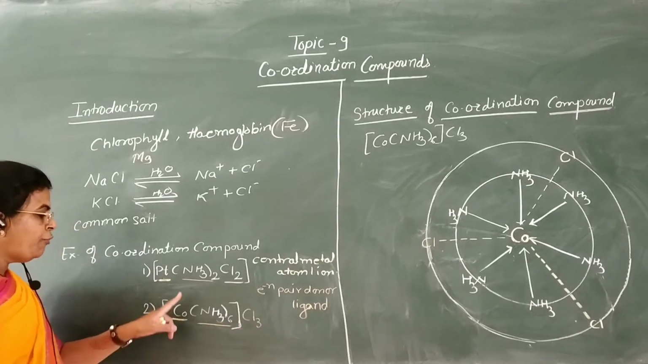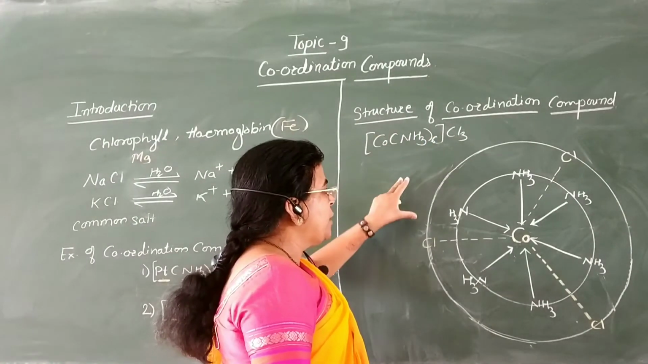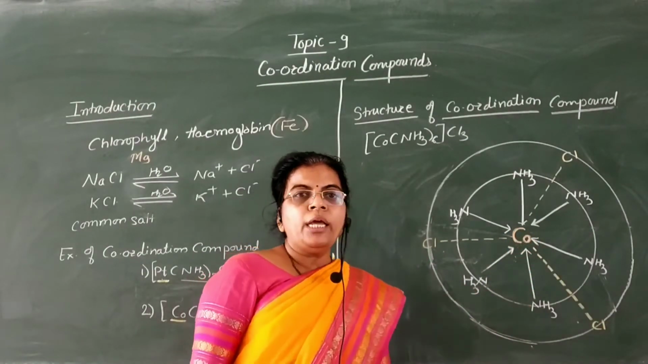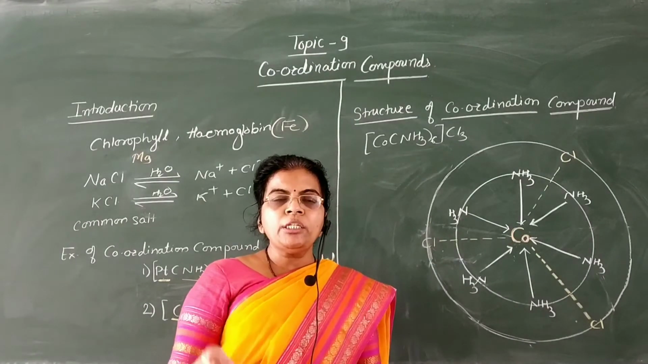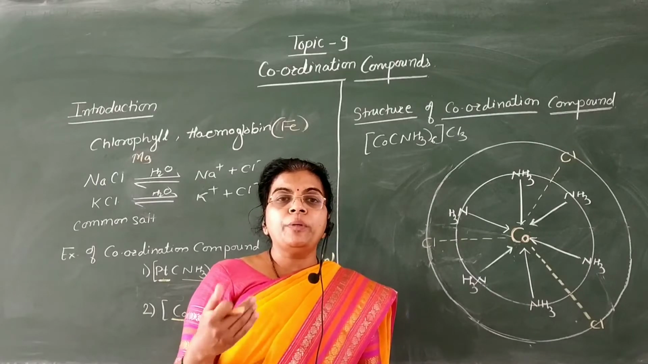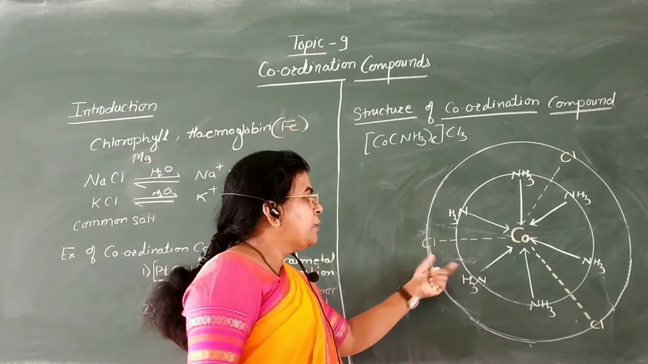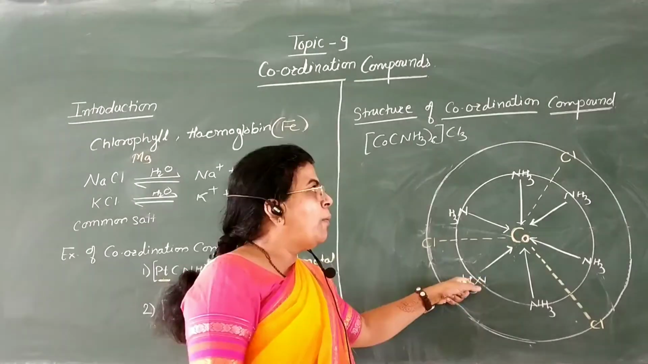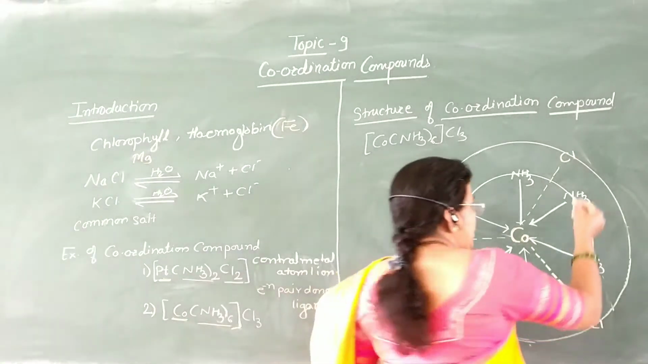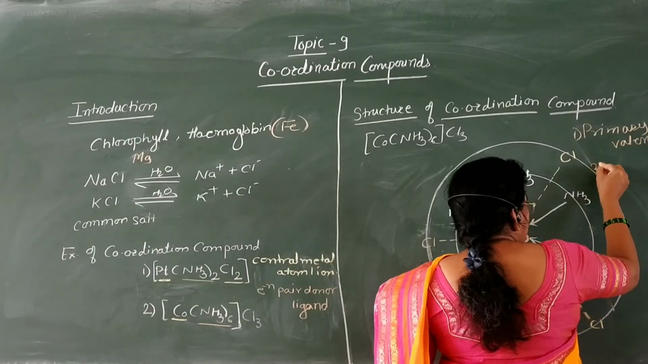Now we can understand the structure of a coordination compound by using the example of Co(NH3)6Cl3. Here this is cobalt. In a coordination compound there are two spheres of attraction. First is the inner sphere of attraction, which is called the coordination sphere or non-ionizable sphere, and second is the outer sphere of attraction, which is known as the ionizable sphere, which satisfies the primary valency of the central metal ion. In a coordination compound, the central metal atom or ion has two types of valency. First is primary valency, and second is secondary valency.